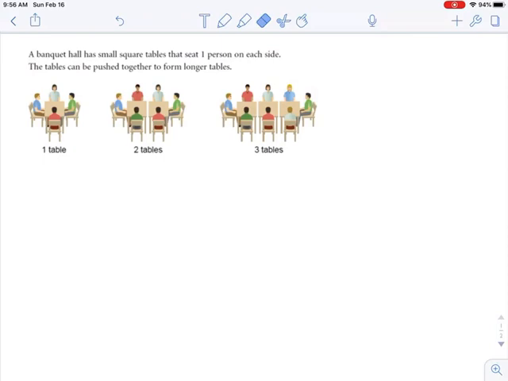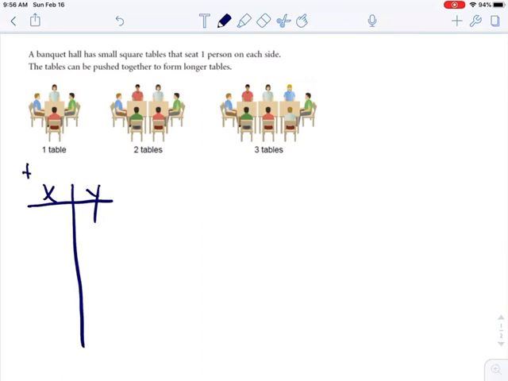The hall has small square tables that seat one person on each side. The tables can be pushed together to form longer tables. So the first thing we want to do is make a table of values. So we're going to have our X and our Y.